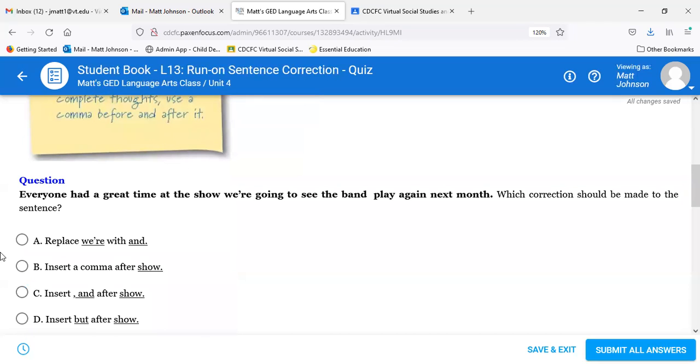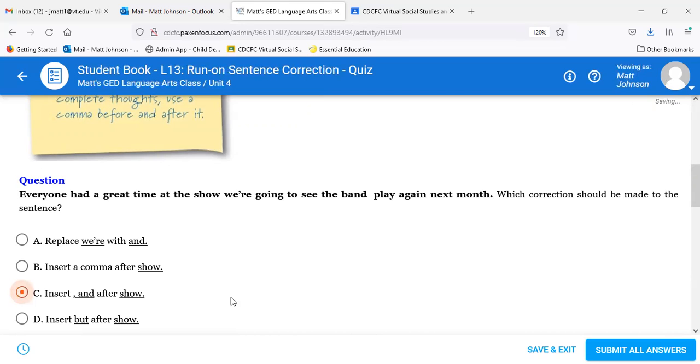Everyone had a great time at the show. We are going to see the band play again next month. Which correction should be made to the sentence? A, replace where with end. B, insert a comma after show. C, insert comma and after show. And D, insert but after show. C. There you go. Yep.